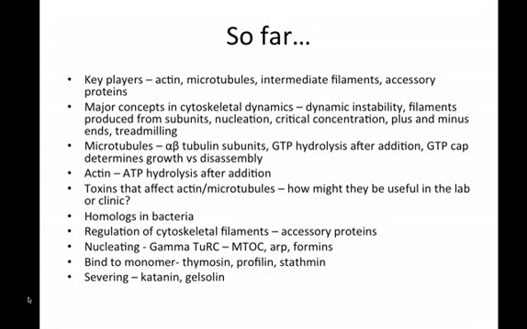We talked about different toxins that affect actin and microtubules, and you should think about how they might be useful in the lab or clinic. We spoke about homologs in bacteria, just for fun. And then we started talking about regulation of these cytoskeletal filaments with all these accessory proteins, and I'm keeping the same list on this slide as I'm creating up there. So we've got our nucleating, our binds monomer, our severing proteins so far. And then this week in recitation, you're going to draw this monster picture together and figure out where each thing goes and what processes are affected by what. And hopefully start to really understand what's going on.